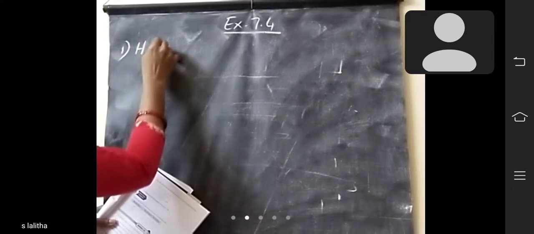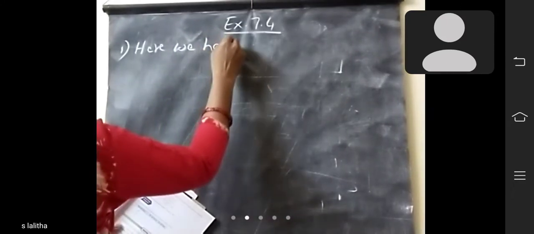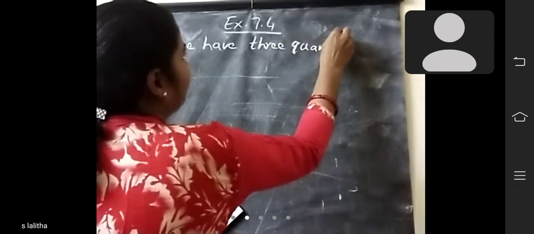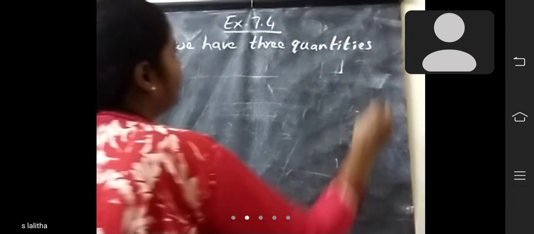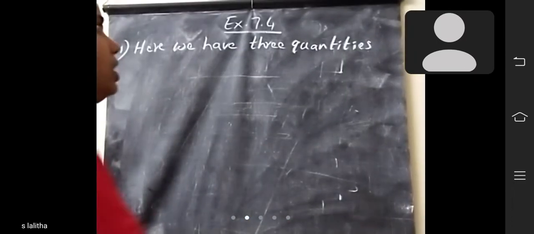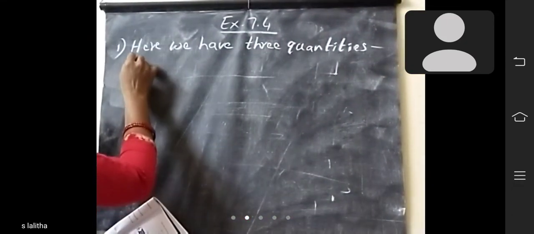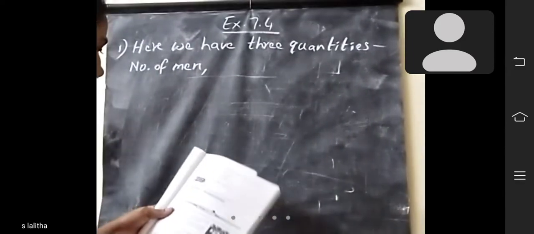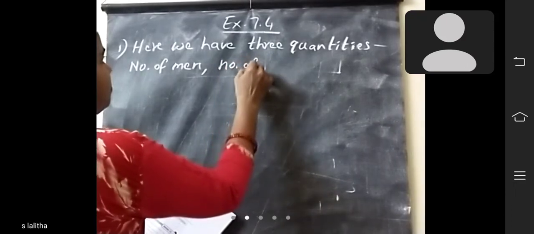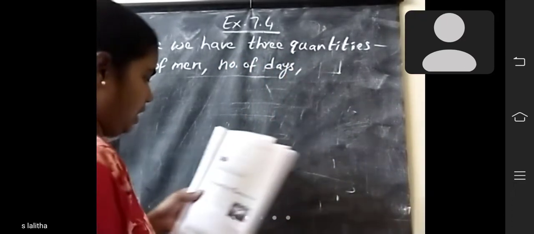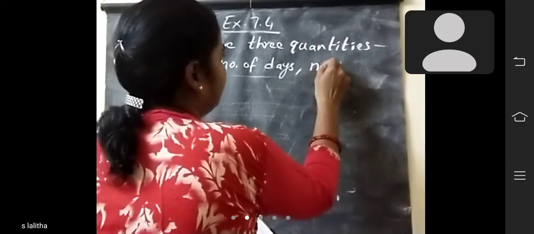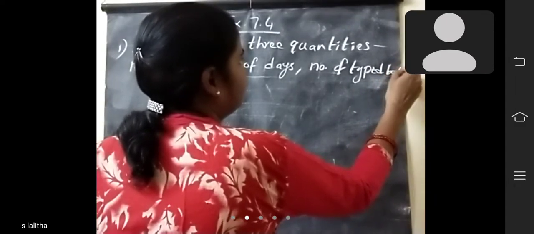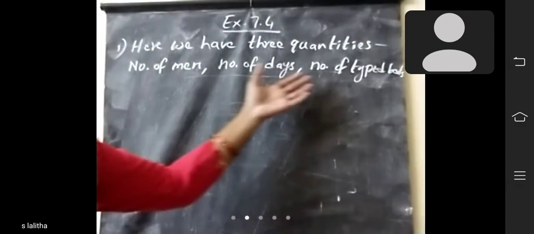Here we have 3 quantities. What are those? Number of men, number of days, and number of typed books. Okay, so these are the 3 quantities.